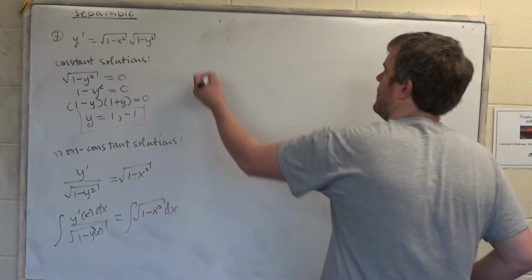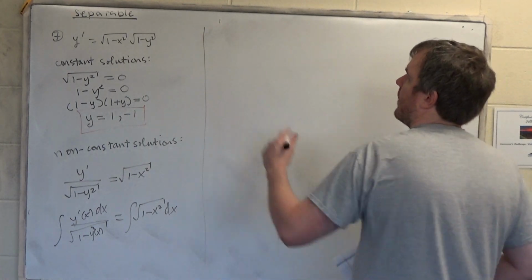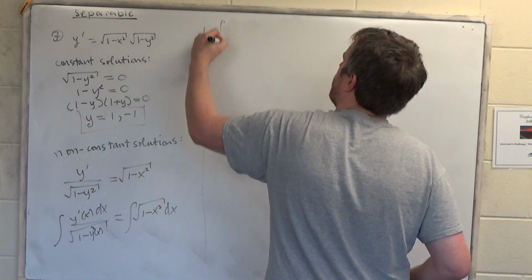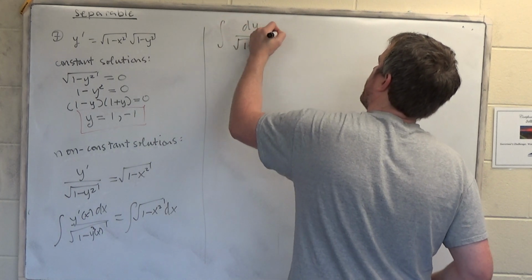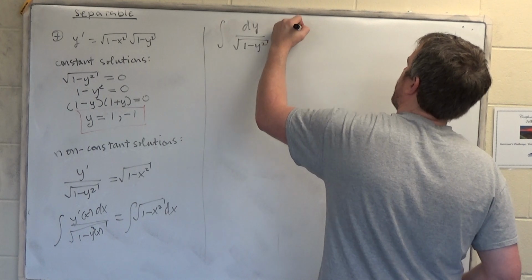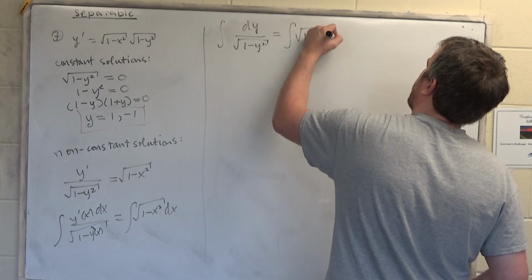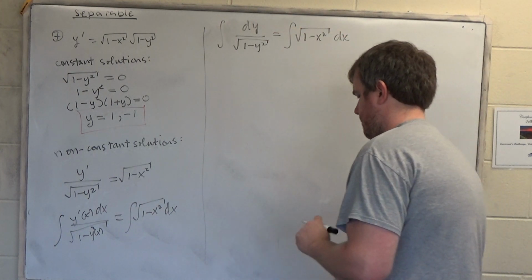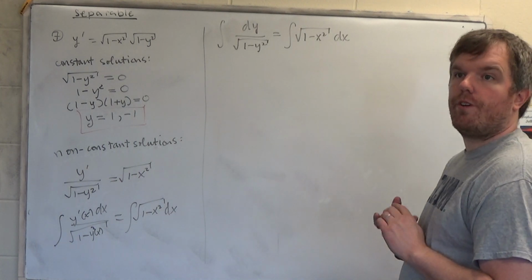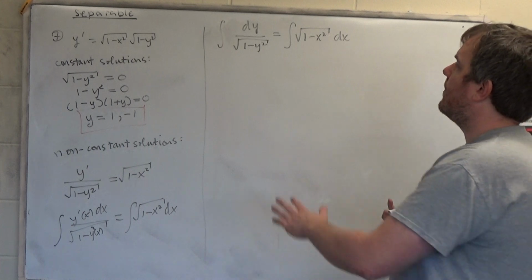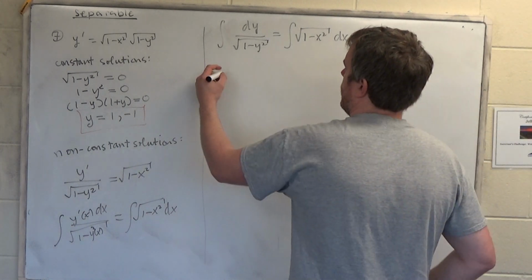And use the fact that dy is y prime of x dx. So the left-hand side can be written as dy over the square root of 1 minus y squared. And the right-hand side is still just the square root of 1 minus x squared dx. Now on the left, we could do this via trig substitution or recognize that this is the derivative of arcsine of y.